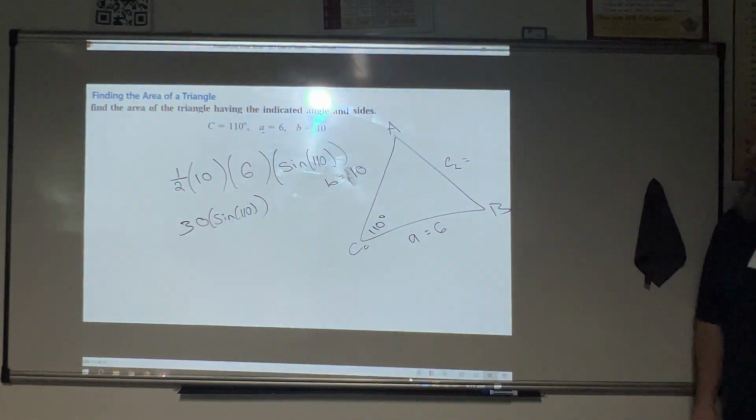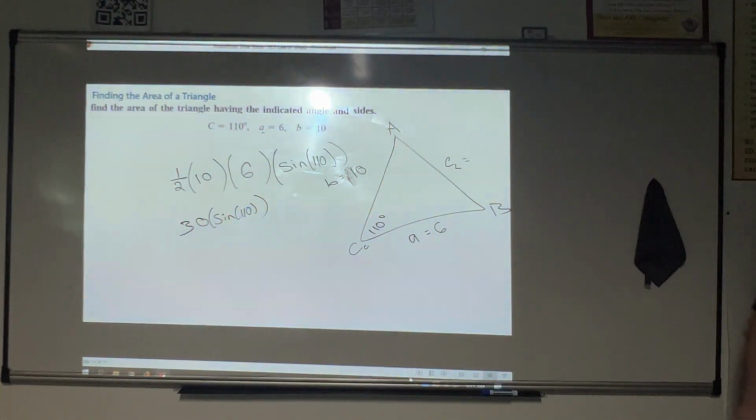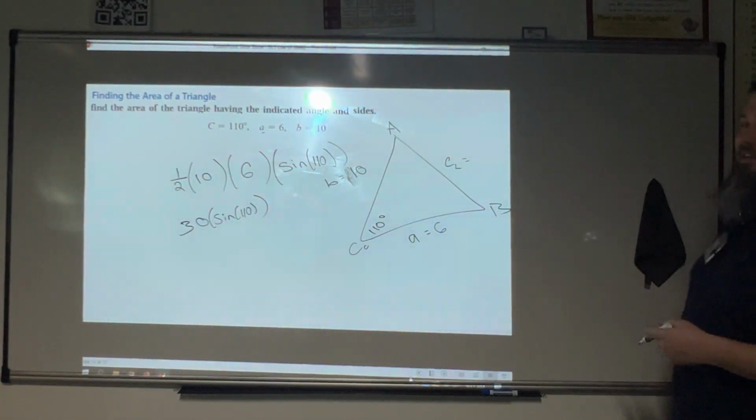So what is times sine 110? That'll give me the area of this triangle. What sine 110 is, I have no idea off the top of my head. It's positive, I can tell you that.